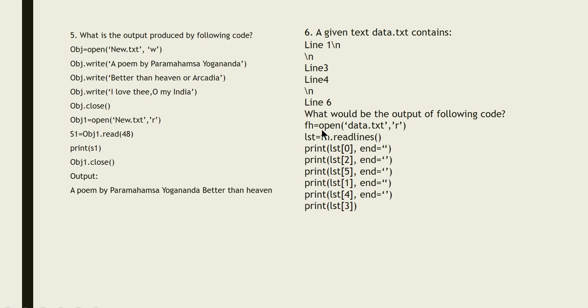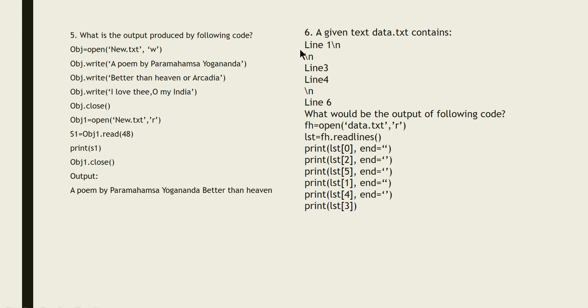Okay, so now let us execute. fh, you are creating a file object, open data.txt comma read mode. lst is equal to fh.readlines(). So this is what you need to understand. The readlines function will read all the lines from the file, and it will create every line as an element of the list. That is the understanding that is expected from you.